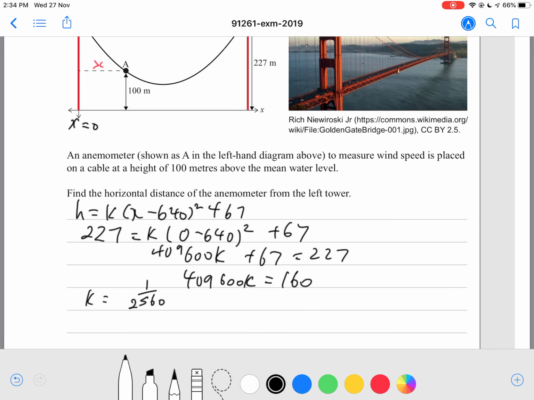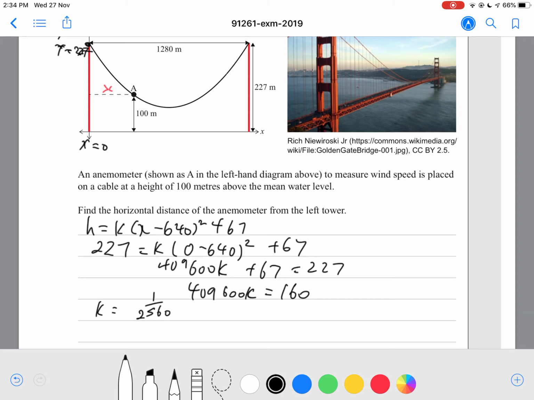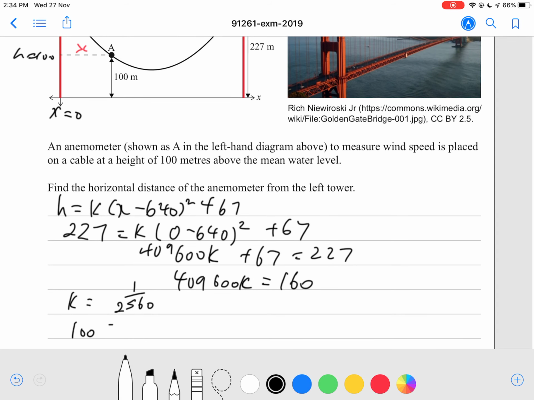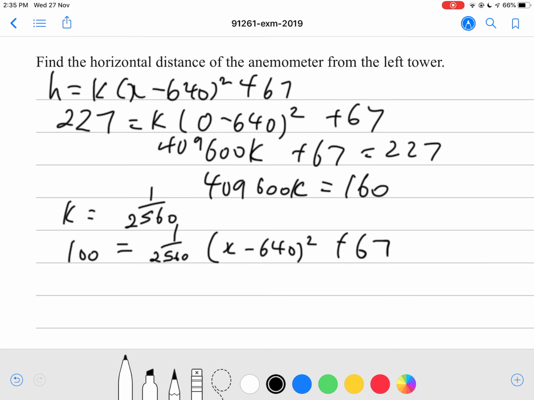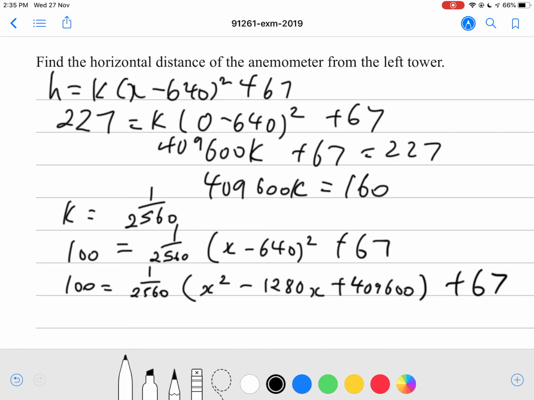And so now the good thing is, now that we have our k value, we can substitute the height as equal to 100 to find our two x values where the height would be 100. So substituting height equals 100 into our formula, 100 equals 1 over 2,560 multiplied by (x minus 640) squared plus 67. So now it's a bit of a matter of expanding and simplifying. So 100 equals 1 over 2,560 times x squared minus 1,280x plus 409,600. And then we'll add the 67. Don't forget the 67 on the end.